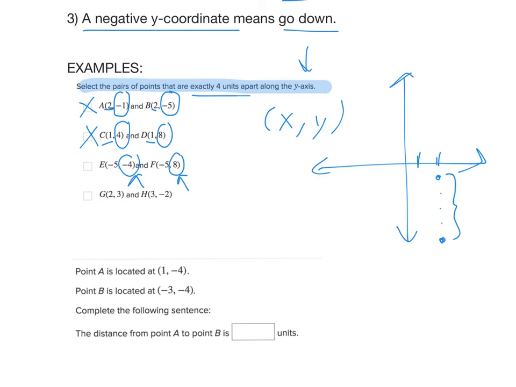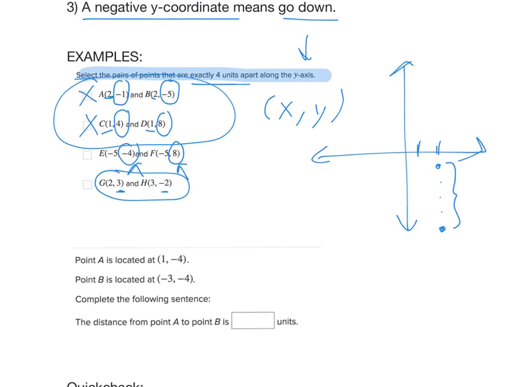And the last one, these are not exactly 4 apart either, because even though the y-coordinates are 5 apart, so that doesn't matter. So it's 5 from 3 to -2, so that is not an answer. So it's just these first 2. Okay, next example.